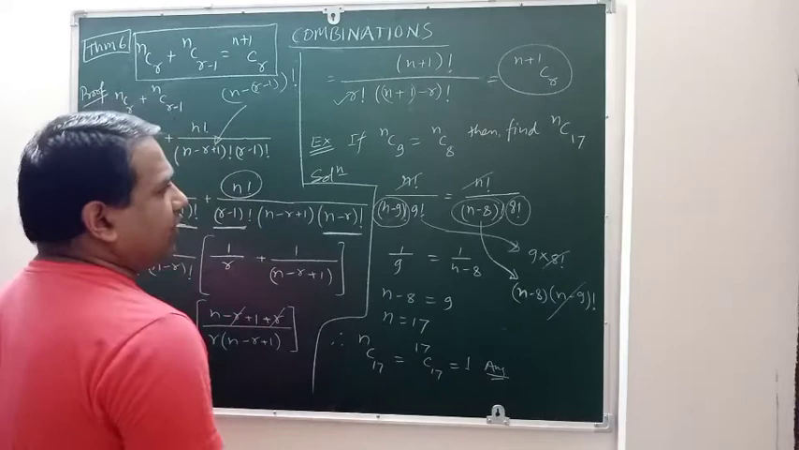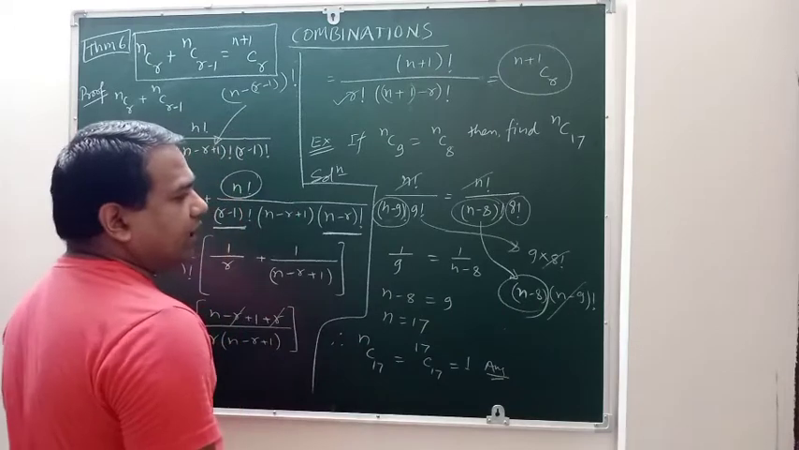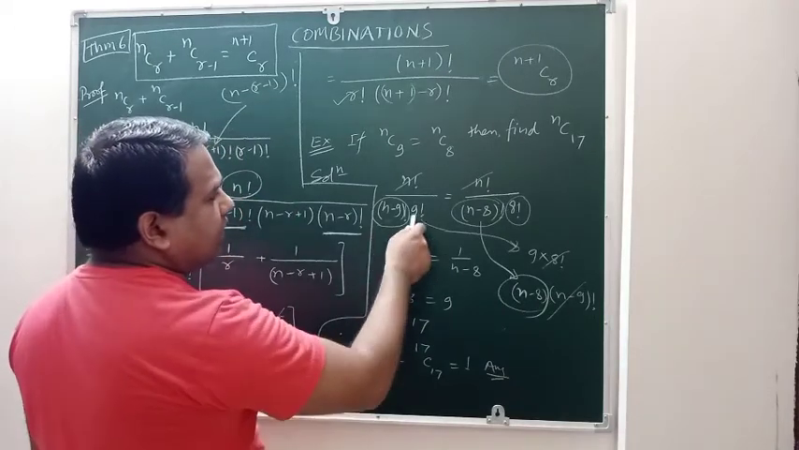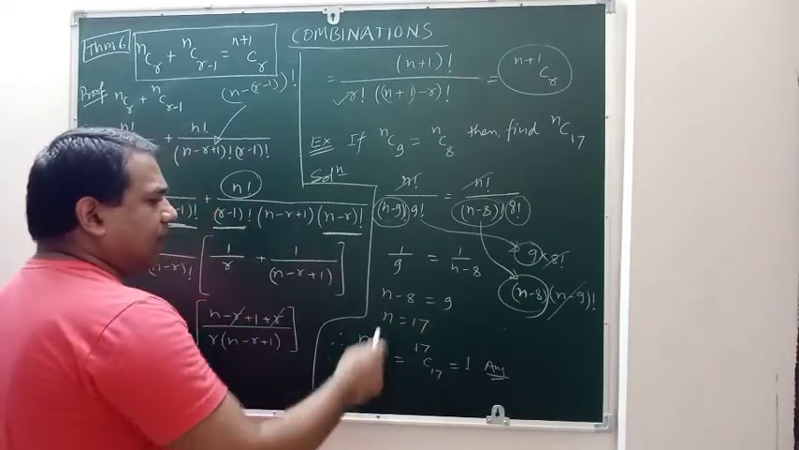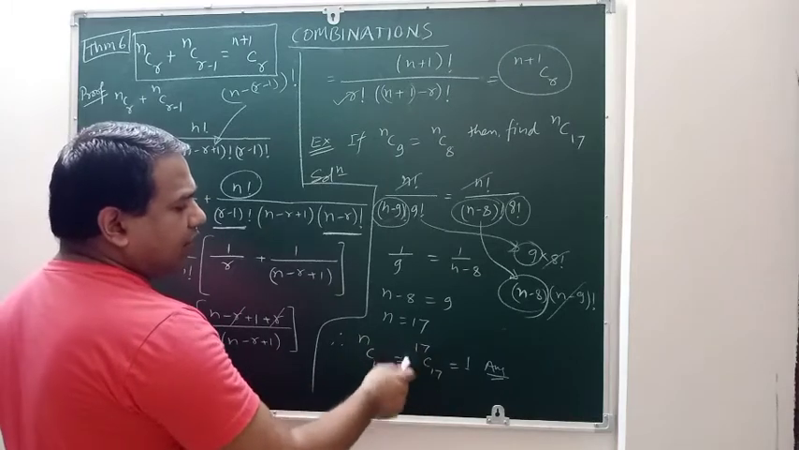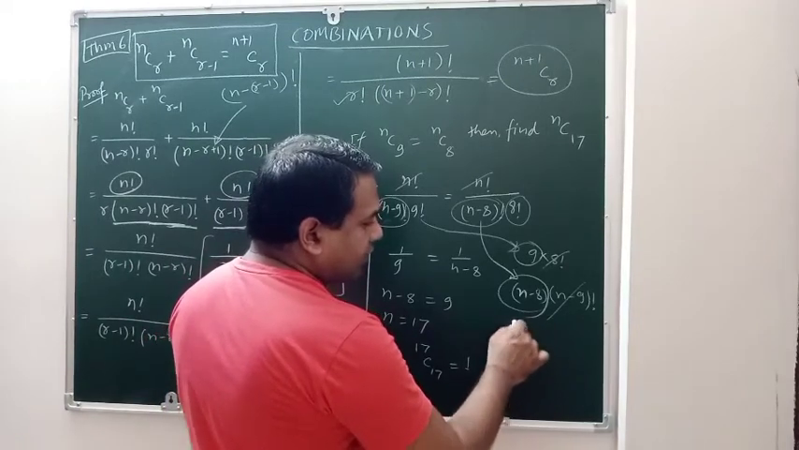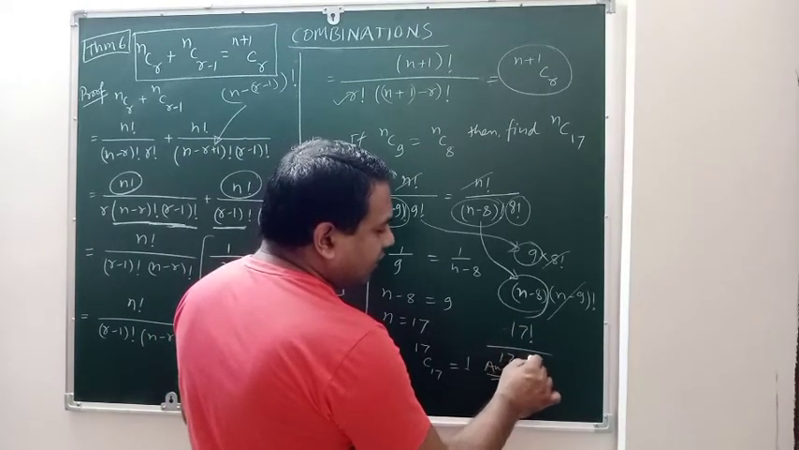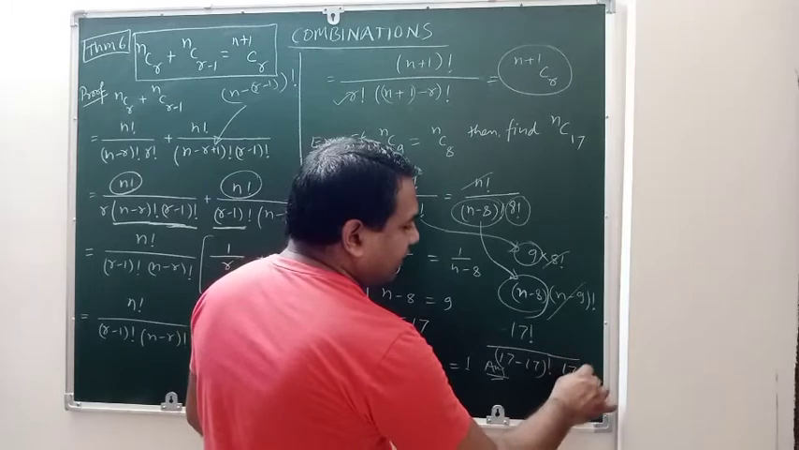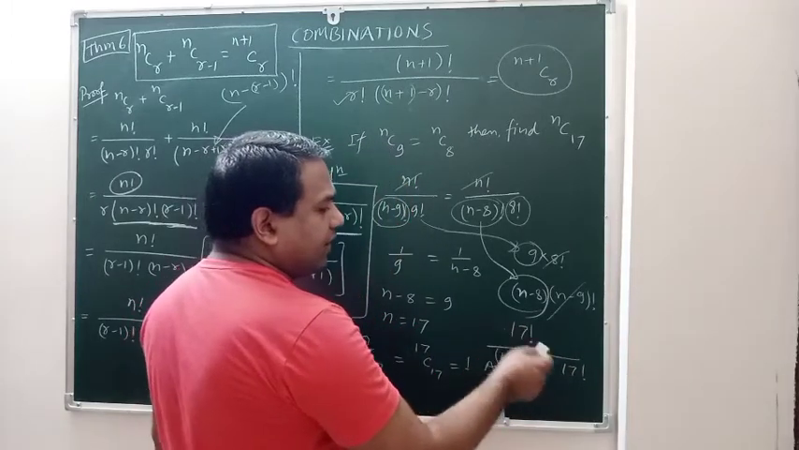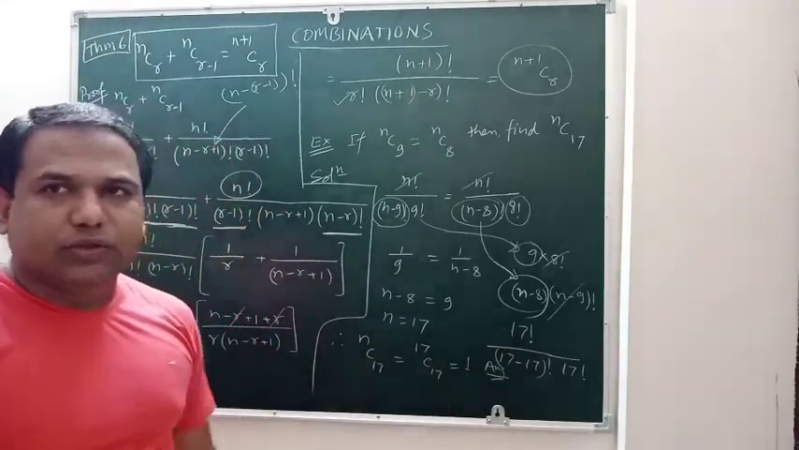So what I have left is, on this side I will have (n minus 8), and on this side I will have 9. So 1 by 9 equals 1 by (n minus 8), and n is equal to 17. Therefore, we can explain this also: 17 factorial divided by (17 minus 17) factorial into 17 factorial. This will become 0 factorial, the 17 factorials will cancel each other, and this will become 1. So this is our answer.